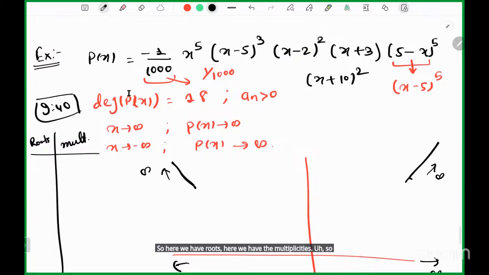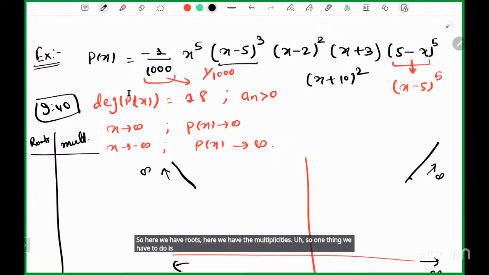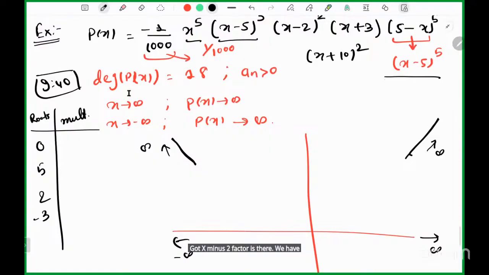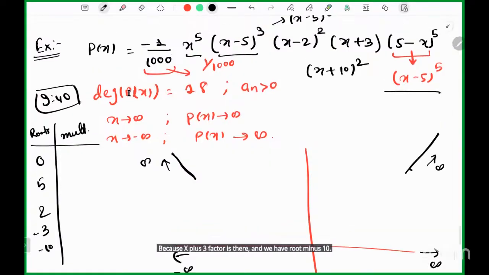So one thing we have to do is combine the factors: x minus 5 cubed and x minus 5 to the power 5 together give x minus 5 to the power 5 plus 3, which is 8. Right? So then that factor will eliminate. So we have root 0 because of x to the power 5, root 5 because the x minus 5 factor is there, root 2 because the x minus 2 factor is there, root minus 3 because the x plus 3 factor is there, and root minus 10 because the x plus 10 factor is there.